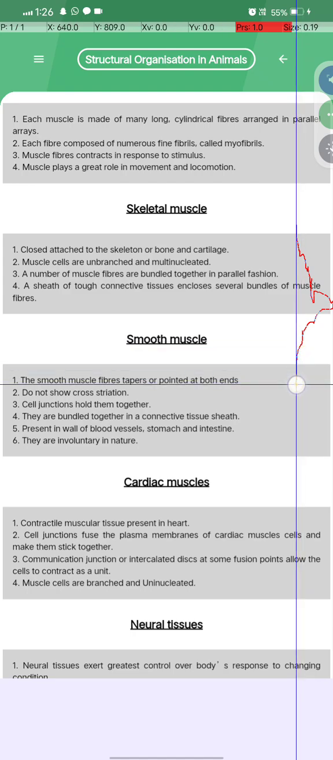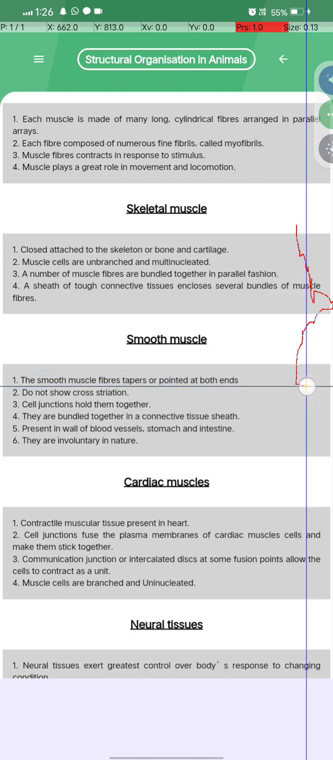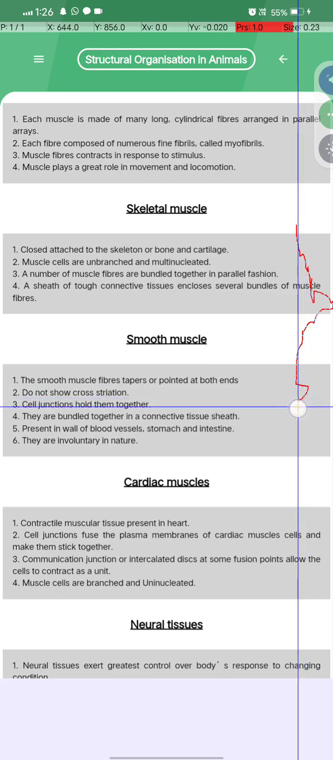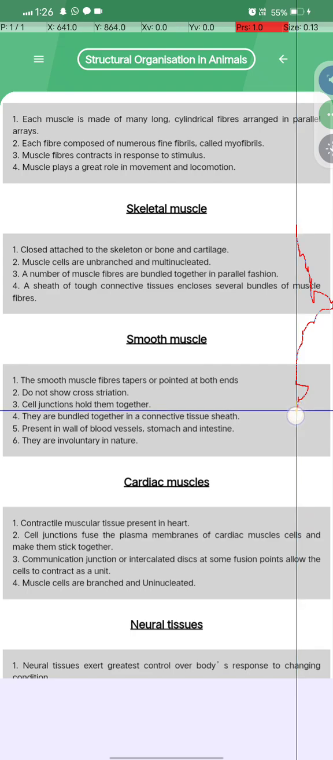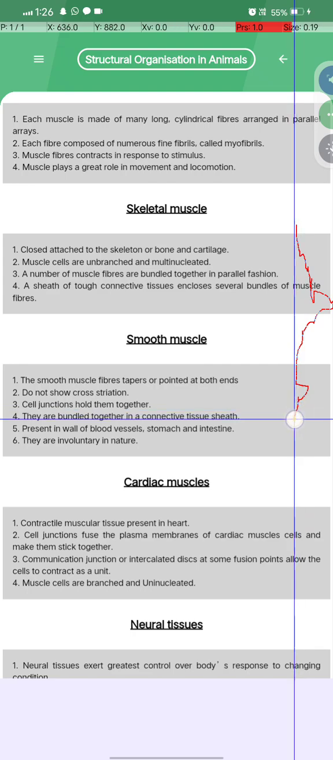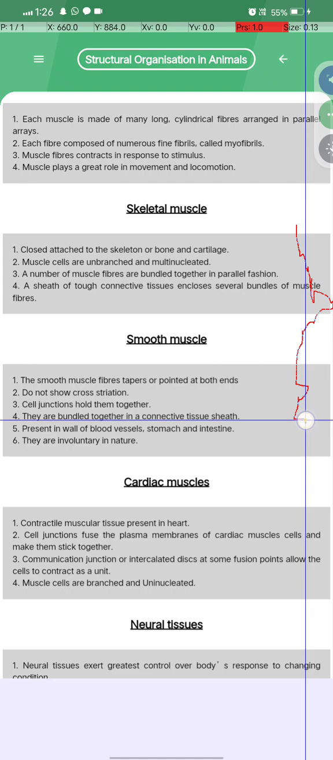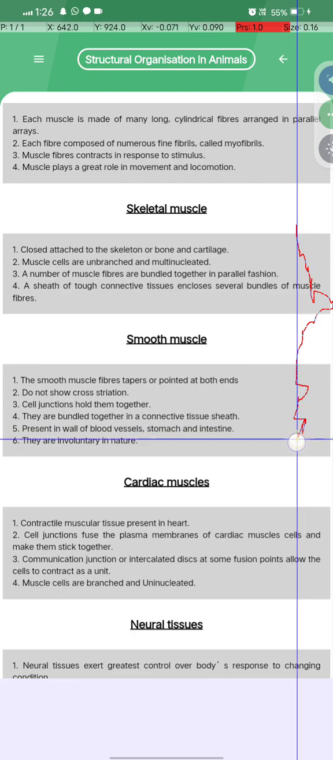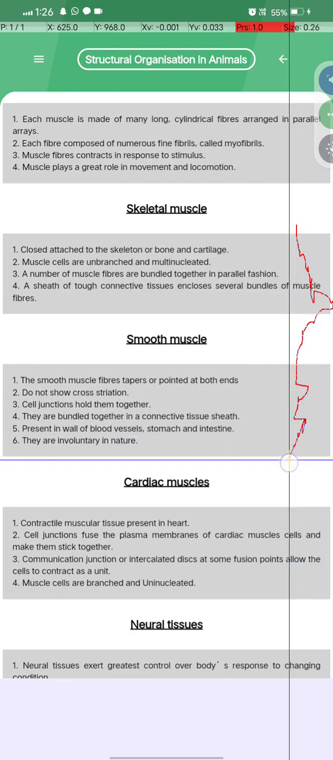Smooth muscle fibers are tapered or pointed at both ends and do not show cross striation, and cell junctions hold them together. They are bundled together in a connective tissue sheath and present in the walls of blood vessels, the stomach and the intestine. They are involuntary in nature.